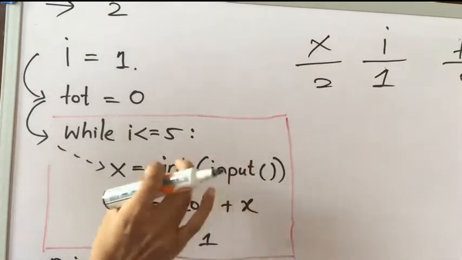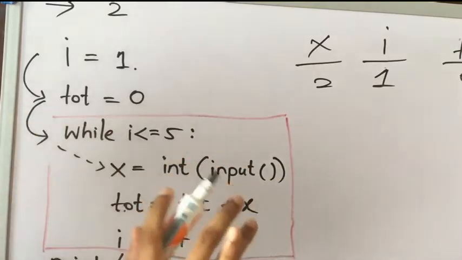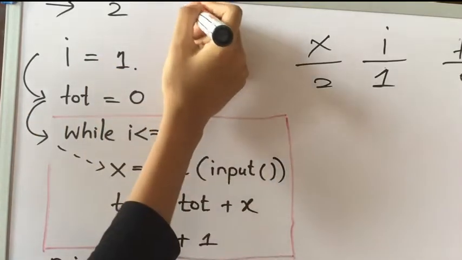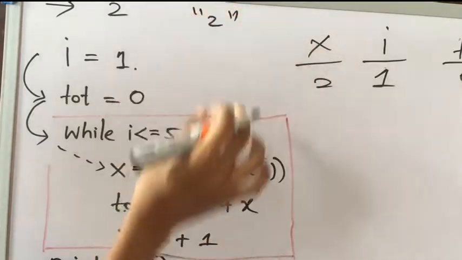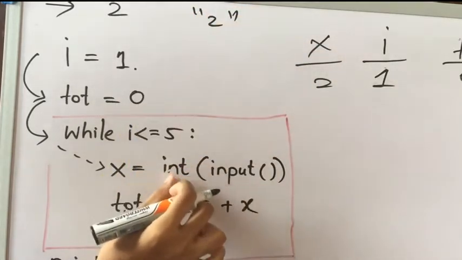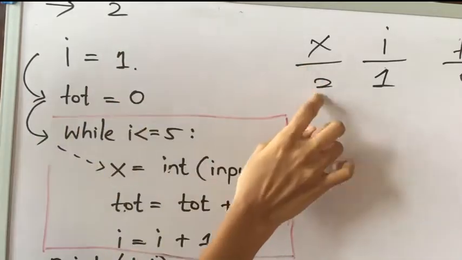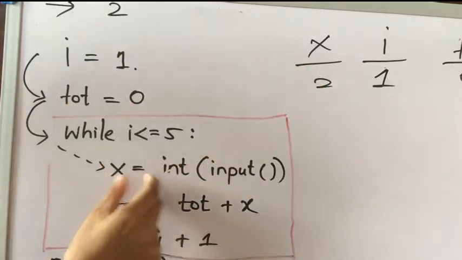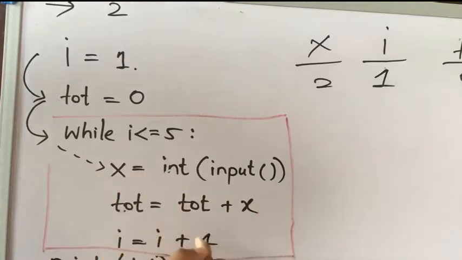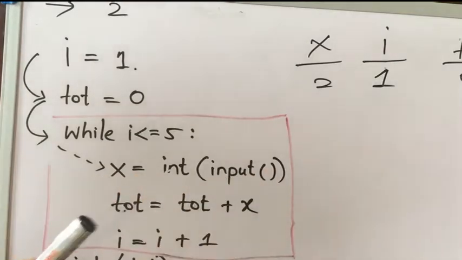So actually, if you don't have this int, you know what happens? It will consider that as a string 2. So when you pass that string 2 into this int function, it will convert it to an integer 2. And we also need integer 2 here because we are using that value to perform some calculations. We can't do those calculations with a string.